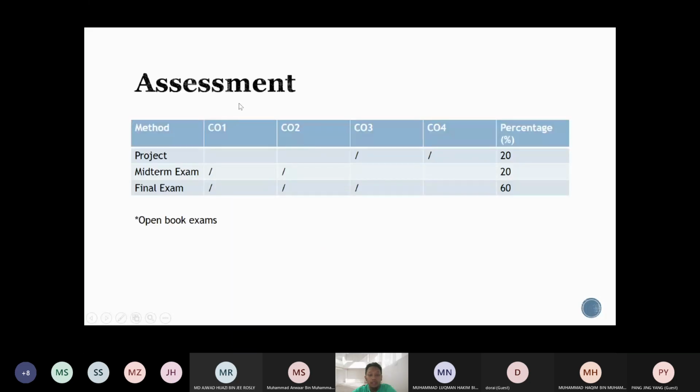And so for the assessment of this subject, we have 20% for project. Project later on I will give to you, maybe before midterm, okay, not yet. And then we have a midterm exam, 20%, and 60% final exam. The exam will be open book. In case suddenly there is a face to face exam, we don't know, right? So it's open book, don't worry. Okay.